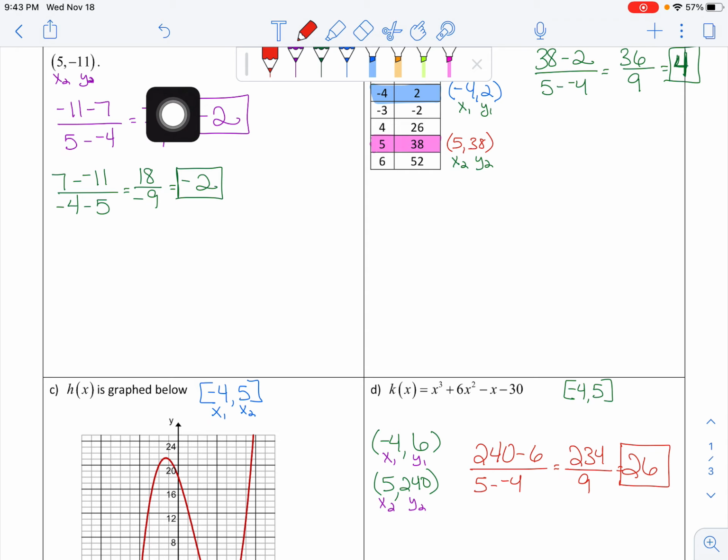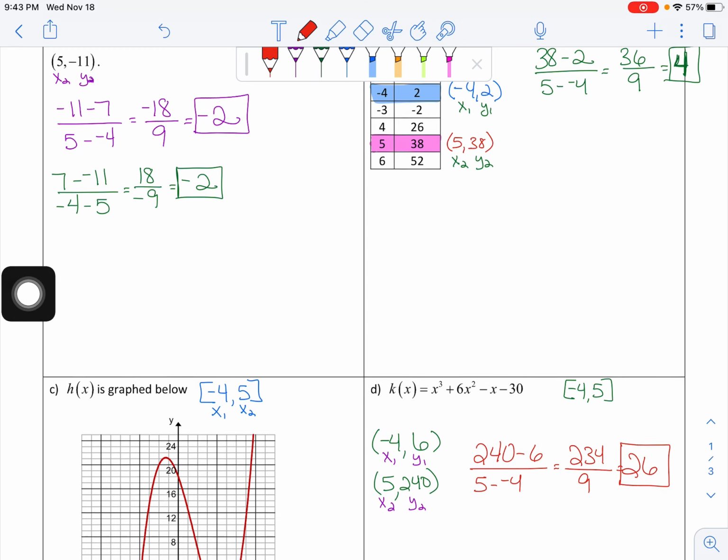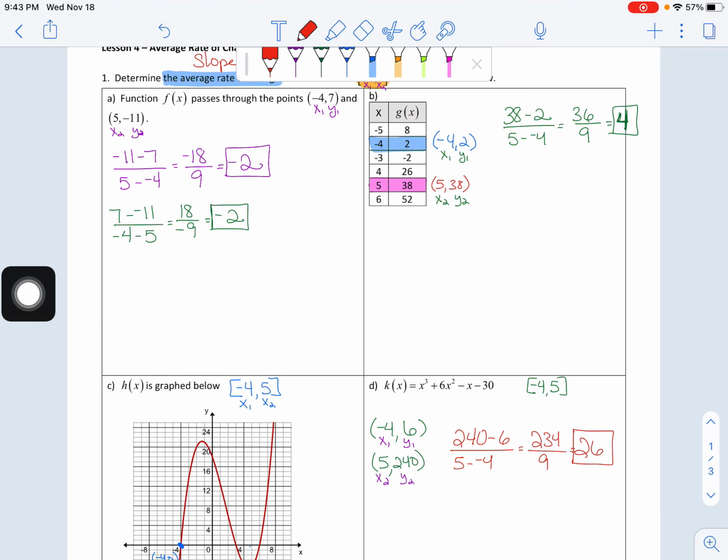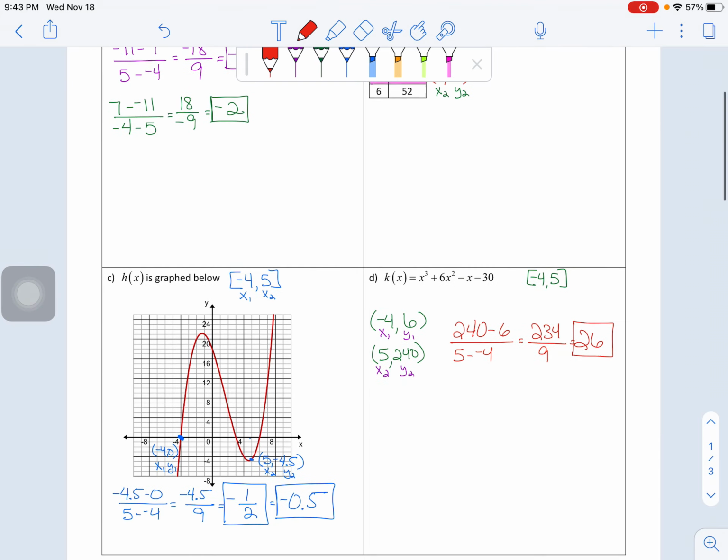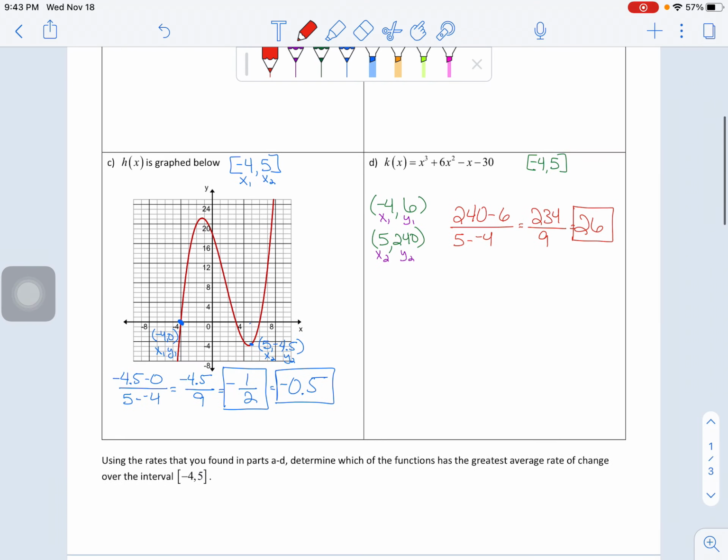So we've just finished problem number 1. We have found our average rate of change if we're given an ordered pair, or 2 ordered pairs, a table of values, a function that's already been graphed, or a function where we can use one of our technology pieces to find the information. Now there is one more piece of information to this problem, and that's this last part. It says, using the rates that you found in part A through D, determine which of the functions has the greatest average rate of change over the interval.